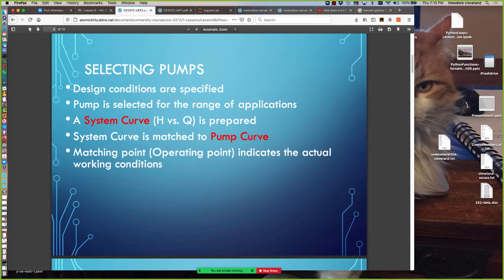And then we can prepare a system curve, which is a plot of the total head required by the hydraulic system as a function of discharge. Once the system curve is prepared, we can select a pump curve from a manufacturer and superimpose them on each other on the same scale. And where they intersect is called the operating point. That would be the actual working conditions we would expect the hydraulic system to behave at.